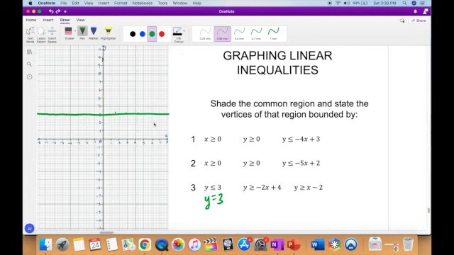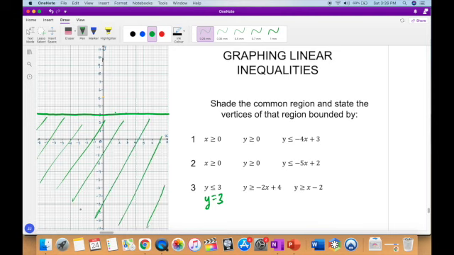So that's the line y is equal to 3. And so y is less than 3 will obviously be below the line, because below the line is where y is less than 3. So all this region of the graph here. We have two different lines here now. That's interesting. So let me draw this one.